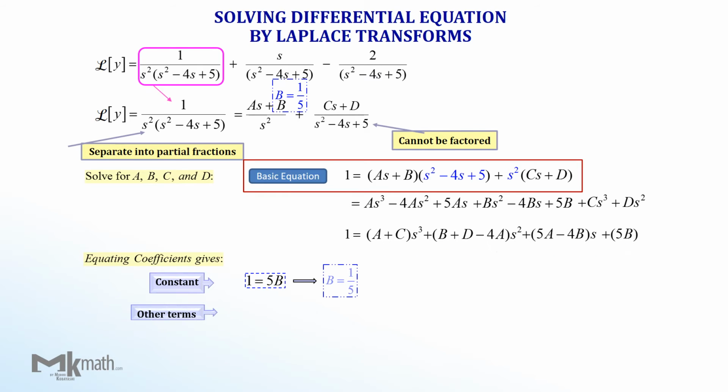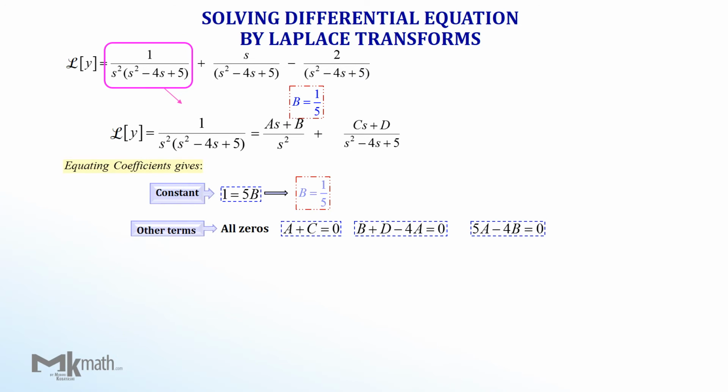For the other terms, since we don't see any other terms on the left side of the equation, all coefficients must be 0. So a plus c equals 0, b plus d minus 4a equals 0, and 5a minus 4b equals 0. It looks like we need to solve the system of equations to find a, c, and d. We found only b so far, so let's solve the system of equations to find the other unknown values.